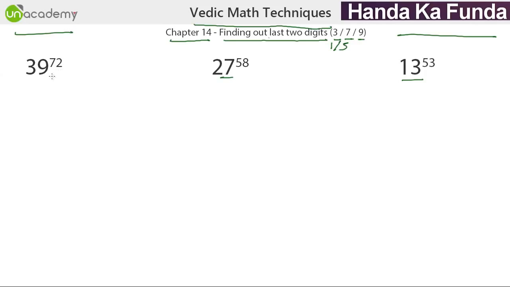So for 39 to the power of 72, or for 27 to the power of 58, or for 13 to the power of 53, the first thing that we need to do is convert the last digit to 1. How do we do that? If we square 39, what will we get? We'll get something that ends in 1, and the power from 72 would be reduced to 36. So now our job is finding out what that is.